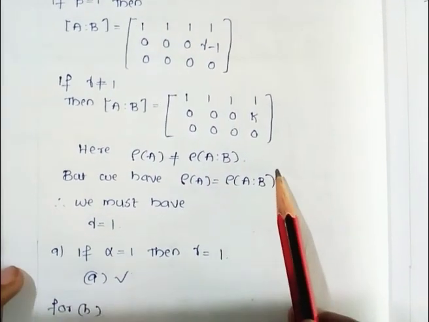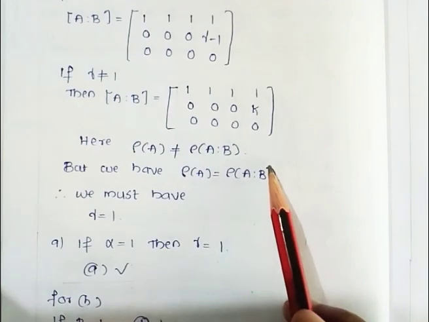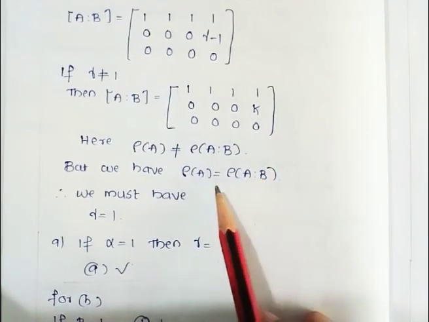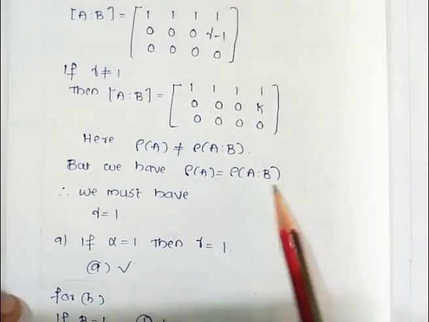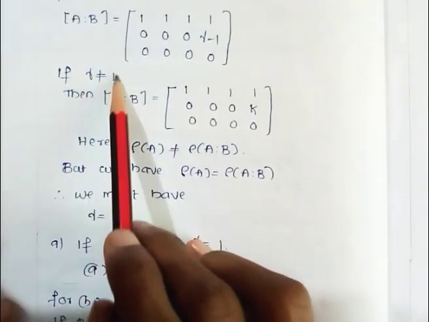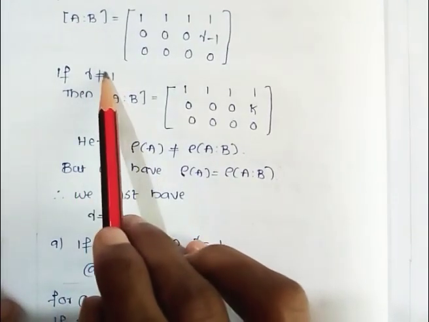But this is not possible because our system is consistent, since it has at least one solution. Therefore rank of A must be equal to the rank of the augmented matrix. Therefore our assumption that gamma is not equal to 1 is wrong.